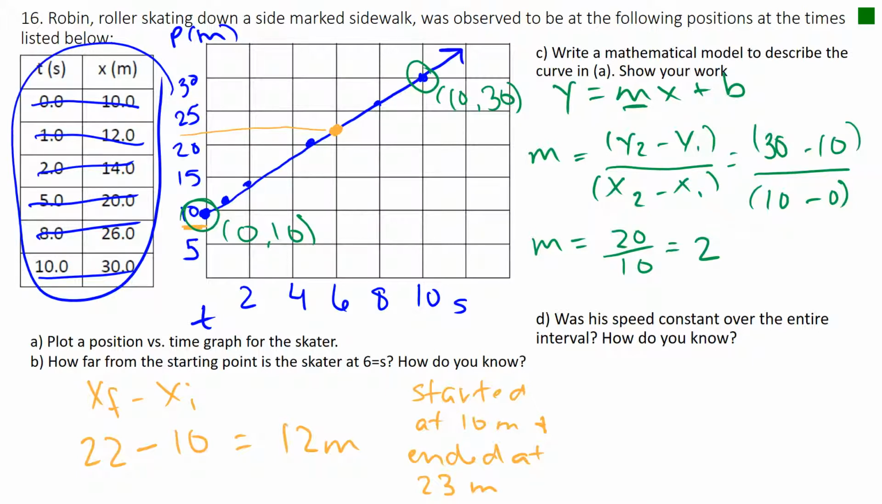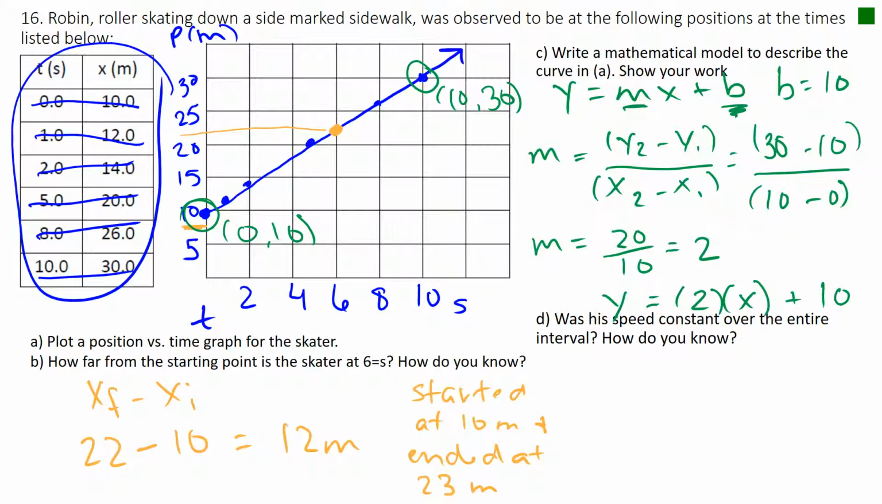All right, so b is where the line crosses the y-axis. So b is going to be 10. So my equation is going to be y equals 2x plus 10. Okay, and then the last thing we need to do is figure out, was the velocity constant over the entire interval?